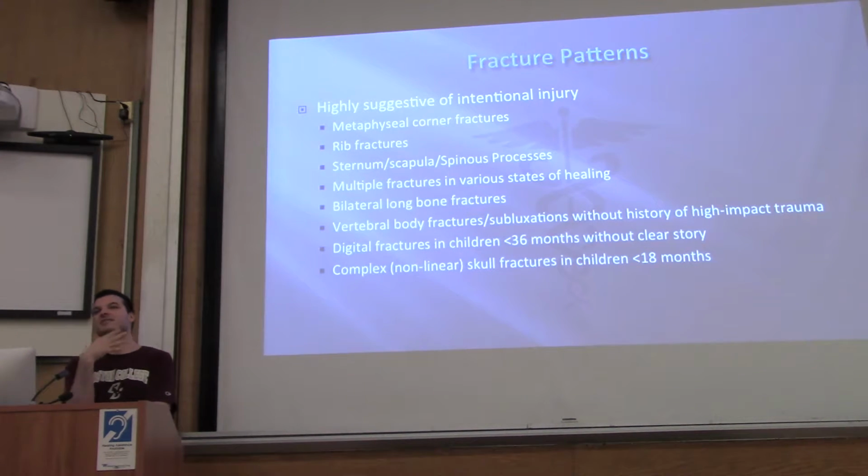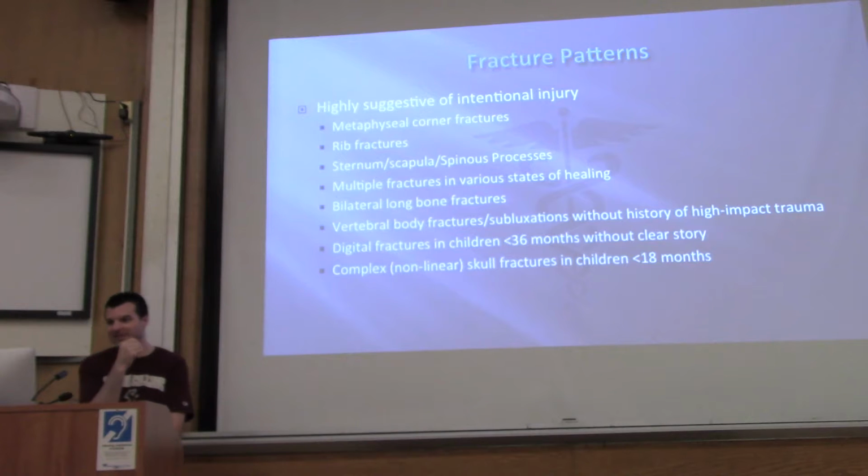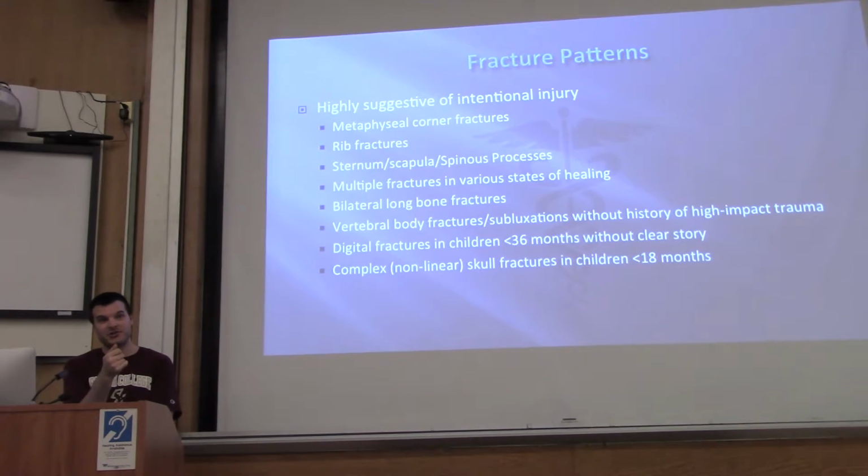Fractures that are highly suggestive of non-accidental injury are metaphyseal corner fractures. I'll show pictures of a lot of these in a little bit. Corner fractures are kind of classic abusive fractures. Rib fractures in children are very hard to do. Sternum, scapula, spinous process fractures are not naturally occurring. Multiple fractures in various stages of healing, obviously.